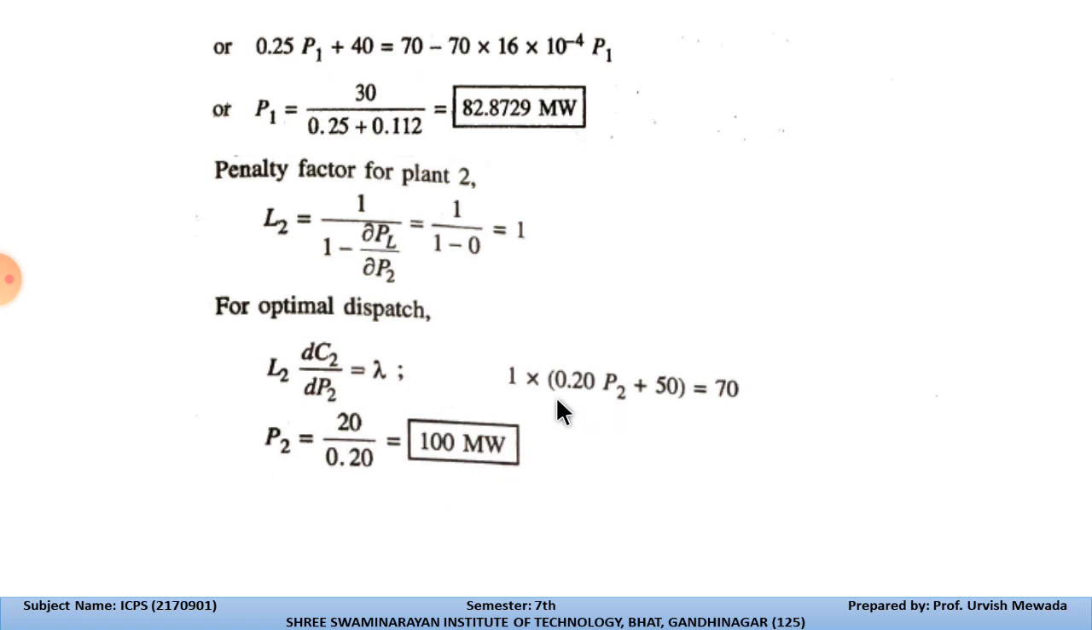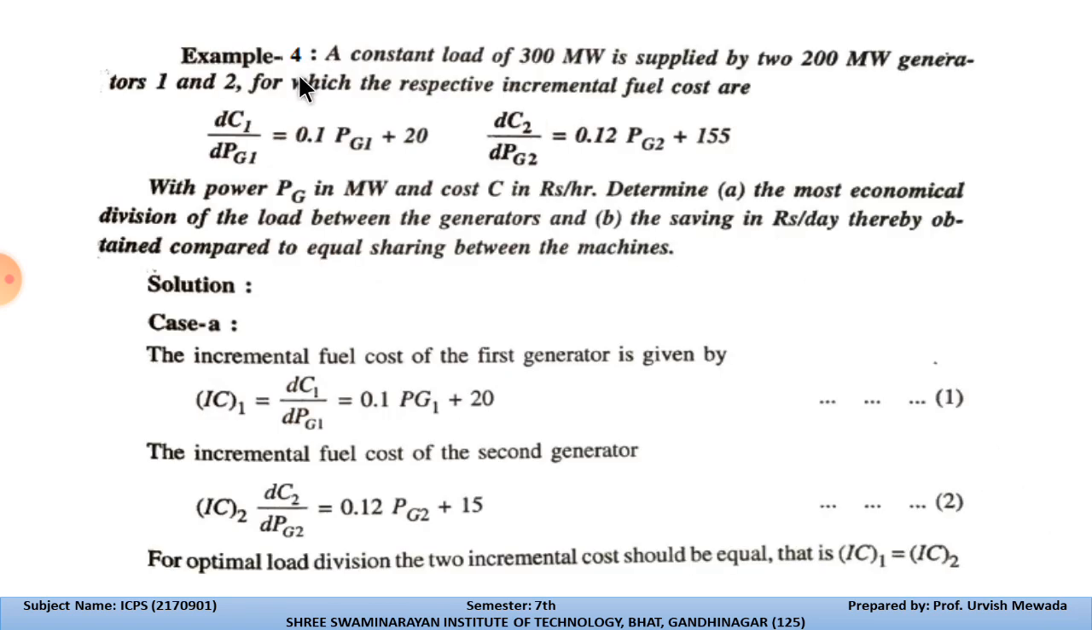And over here you can see 1 into 0.20 P2 plus 50 is equal to 70. After solving this we will get P2 is equal to 20 by 0.20, so that is 100 megawatt. Now let us discuss example number 4, so that will be more clear to you. Such kind of examples are repeatedly asked in your GTU exam, so please go through it carefully.